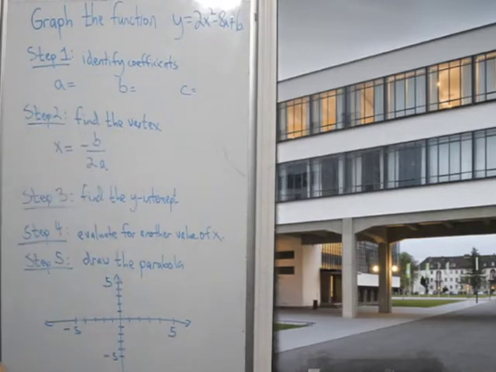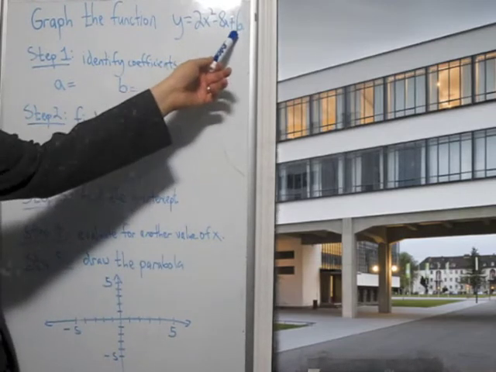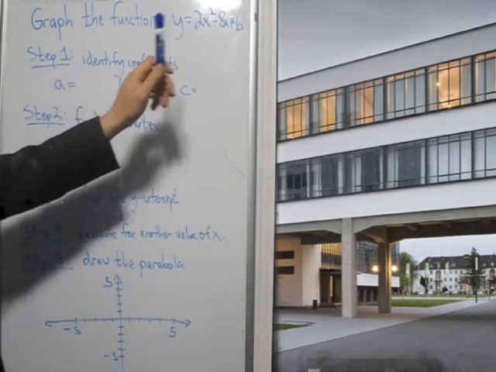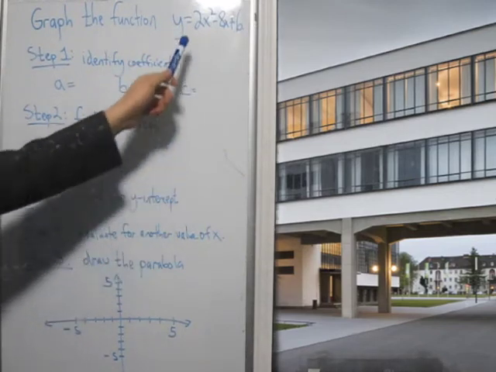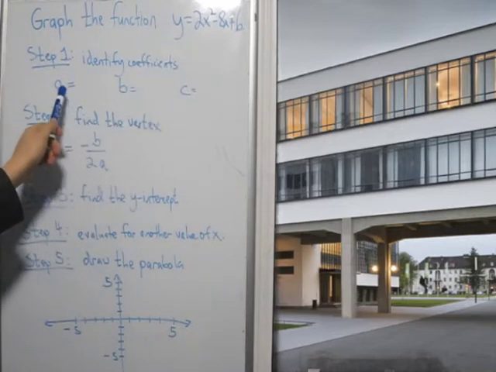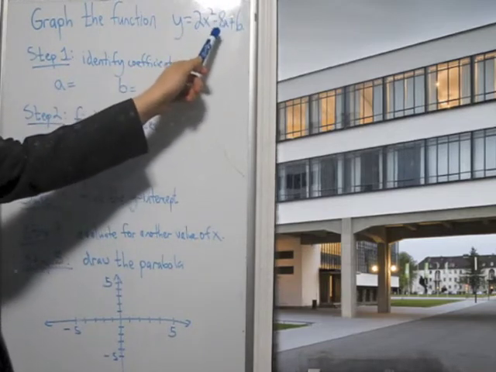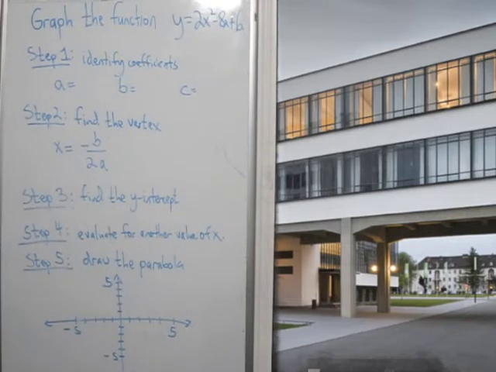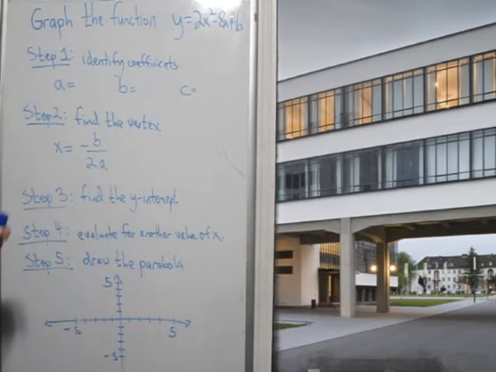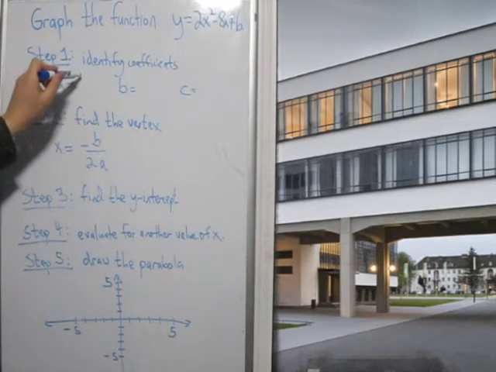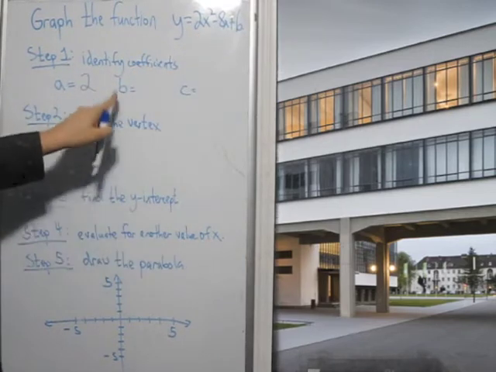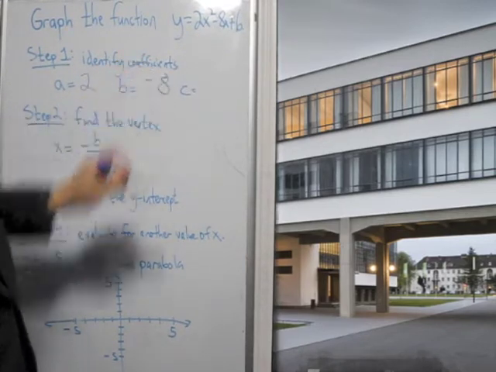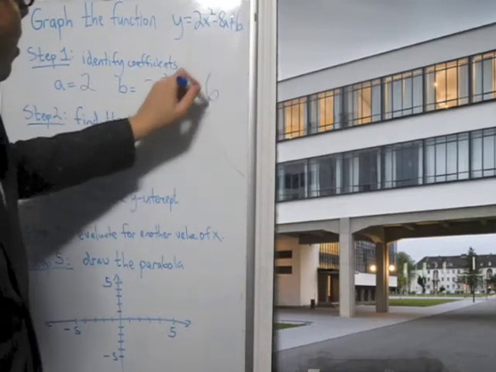First, identify the coefficients. Because we have a trinomial here, we have three coefficients to look for. The x squared coefficient will be our a, the x to the first coefficient will be our b, and our constant term will be our c. And it is also important to regard the sign. So coefficient a is 2, coefficient b is -8, and coefficient c is +6.